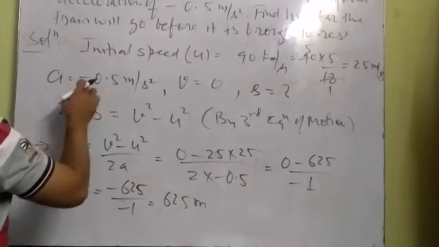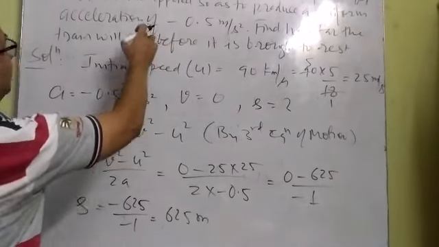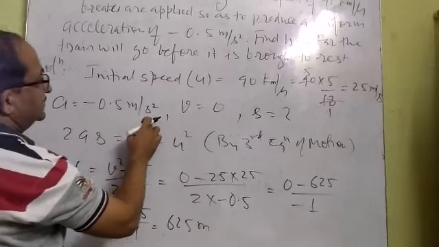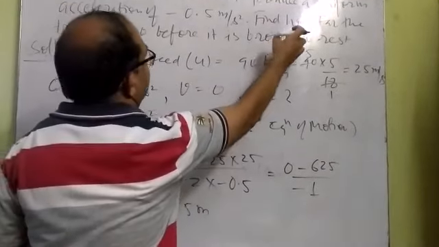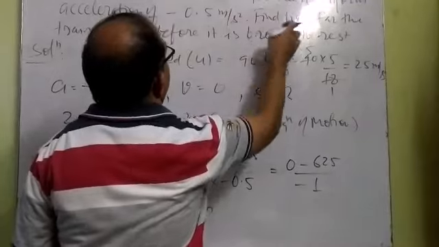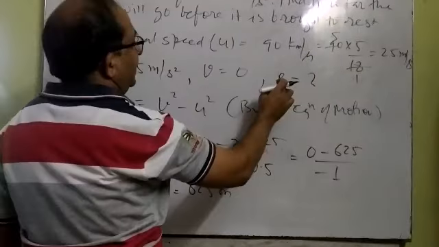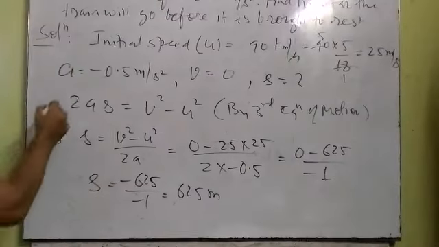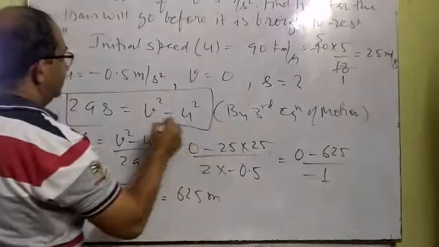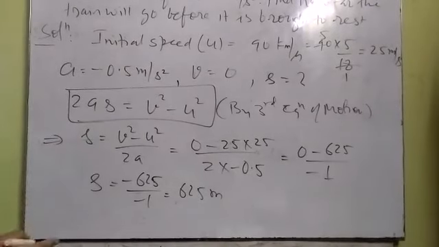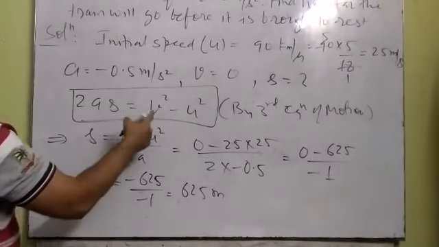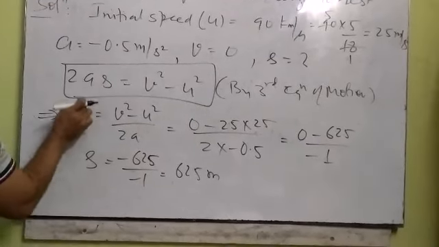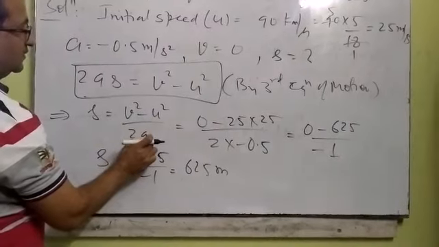The acceleration produced at a uniform rate in the train is given to you, it is minus 0.5 meter per second square. Final velocity is definitely 0 because the train comes to rest after a certain time, and we need to calculate displacement in this situation. For this we require the third equation of motion for solving this type of problem. 2as is equal to v square minus u square. It implies s is equal to v square minus u square upon 2a.